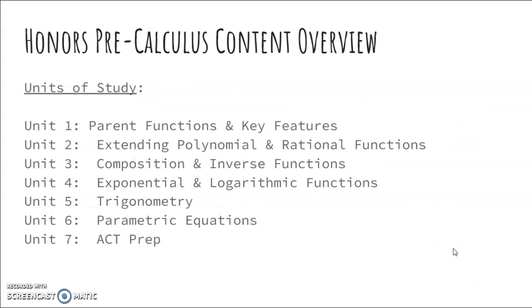So our units of study for Honors Pre-Calculus, we have 7 units. We start out with Unit 1, Parent Functions and Key Features. Unit 2, Extending Polynomial and Rational Functions. Unit 3, Composition and Inverse Functions. Unit 4, Exponential and Logarithmic Functions. Unit 5, Trigonometry. Unit 6, Parametric and Polar Equations. And then Unit 7 is our ACT prep, and then we end with Final Exam Review.